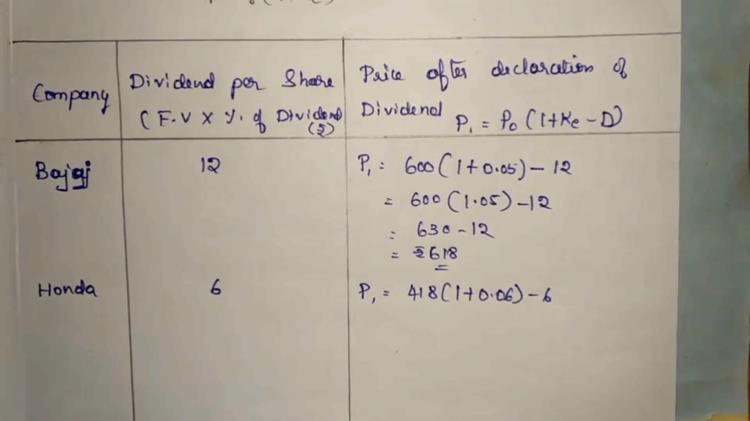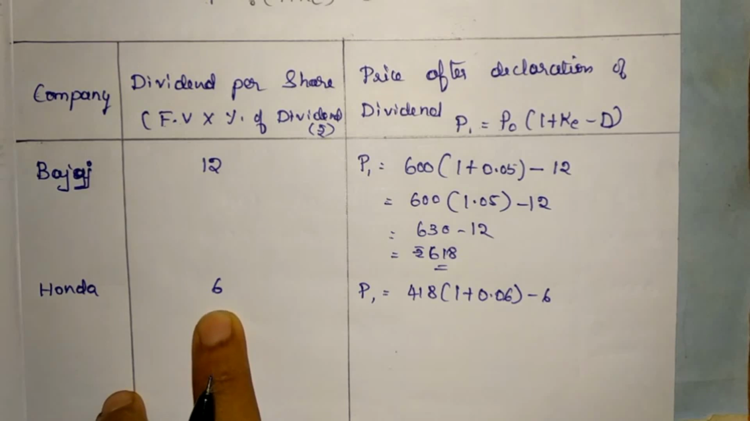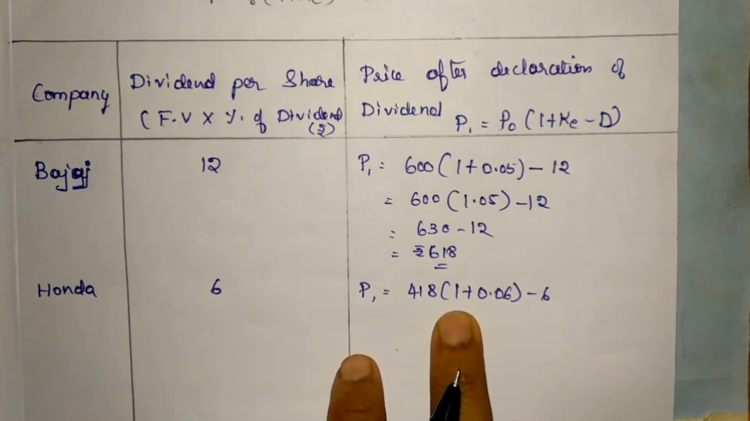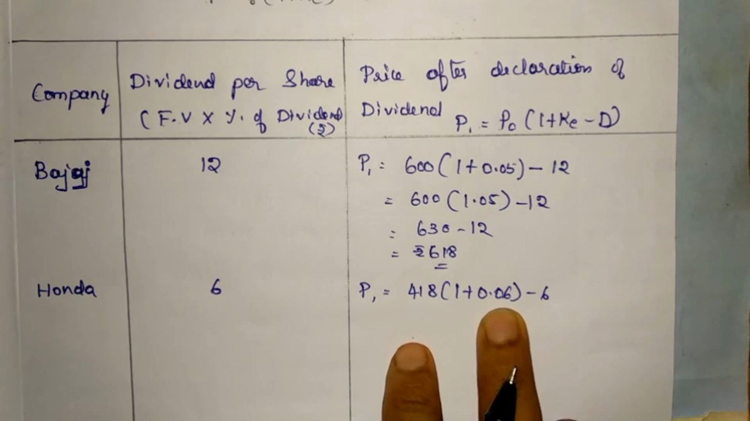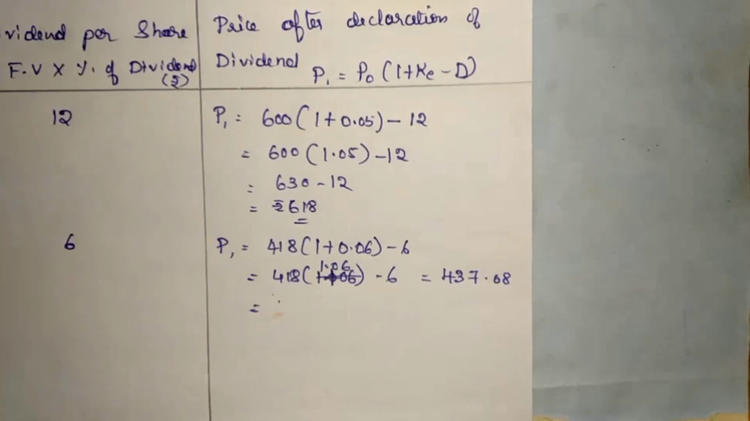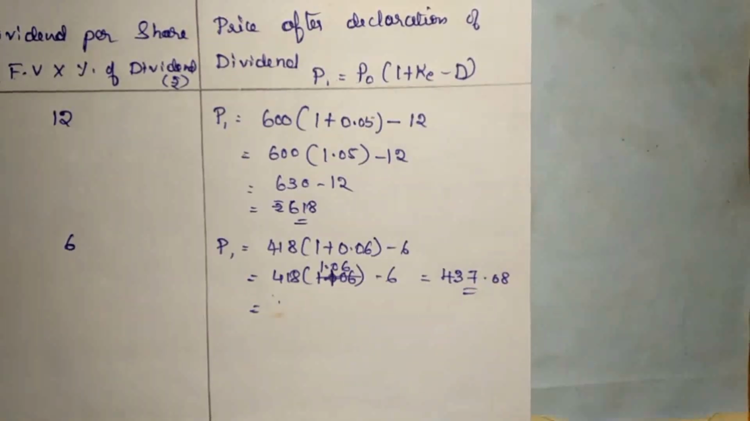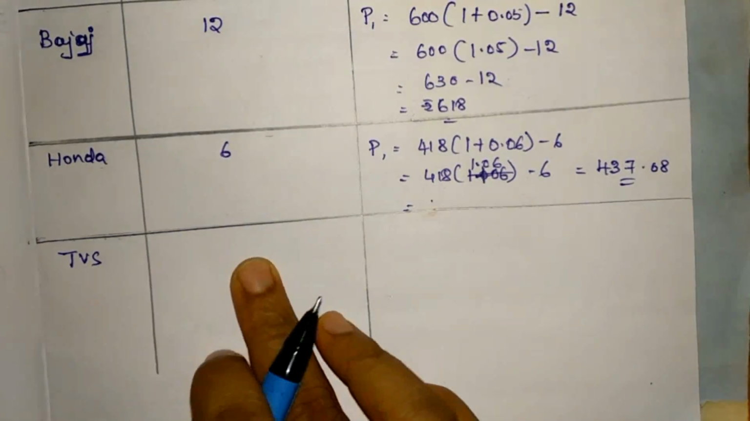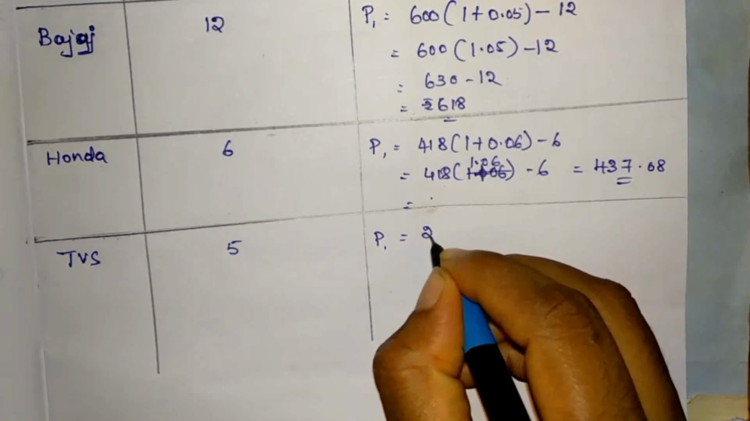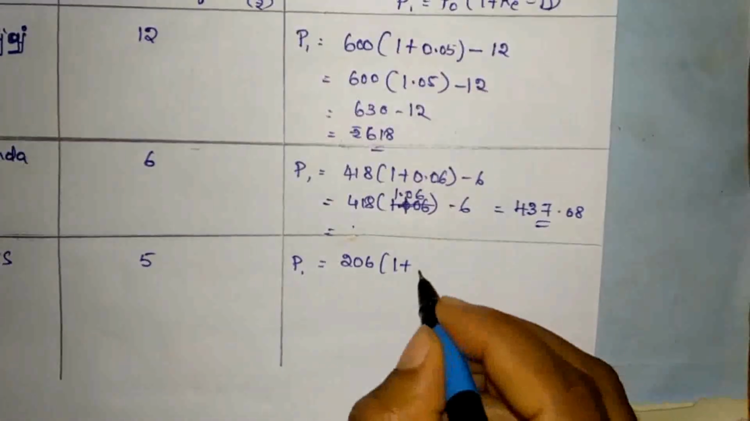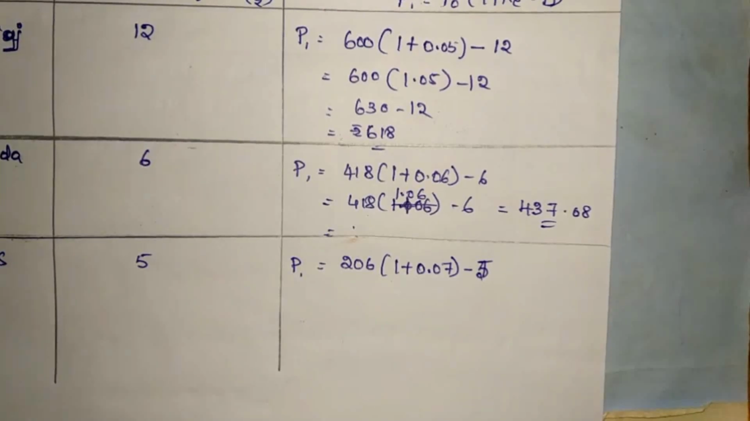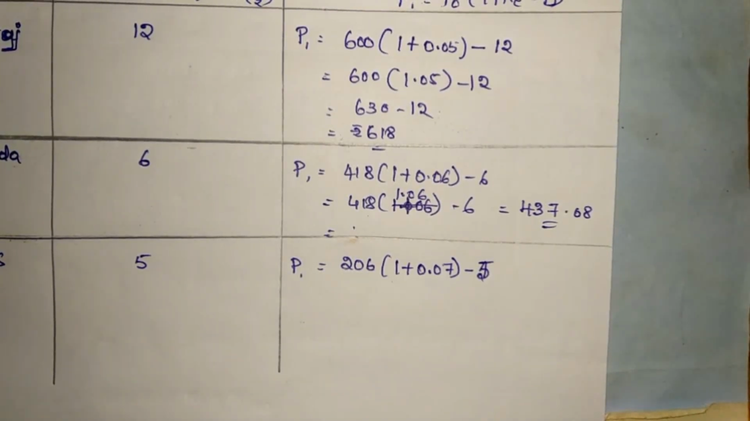Similarly for the second company, that is Honda, dividend per share is rupees 6, and for the price after declaration of dividend, the price at the beginning is 418 into 1 plus KE, cost of equity is 6%, 0.06, minus dividend rupees 6, and the price after declaration of dividend is rupees 437.08. Third company, TVS: dividend per share is rupees 5, and the price after declaration of dividend is equal to the price at the beginning, rupees 206, into 1 plus cost of equity 0.07, minus dividend per share rupees 5, so the price after declaration of dividend is rupees 215.42.